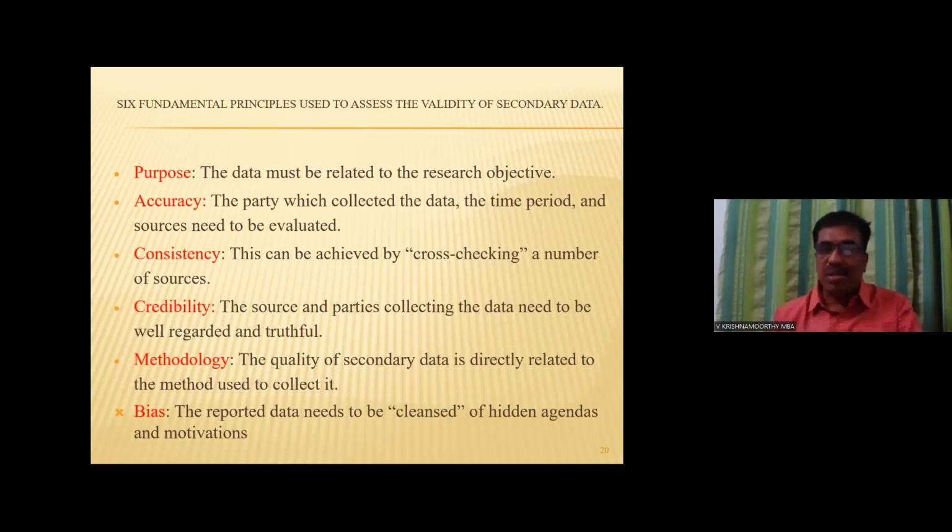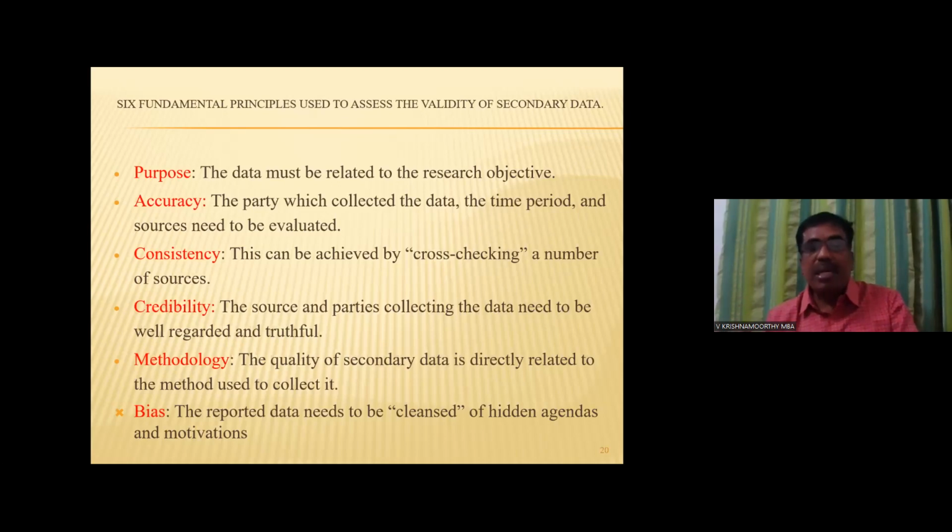In such circumstances, before writing a review of literature, we should assess the validity of the secondary data. How can we assess the validity of the secondary data? First, we should ask these questions. What is the purpose of the data? That means why this data has been collected. Next one, the accuracy part. We have to check the accuracy.